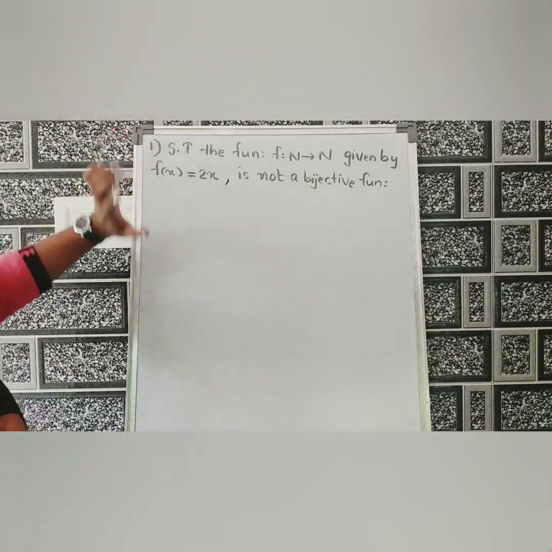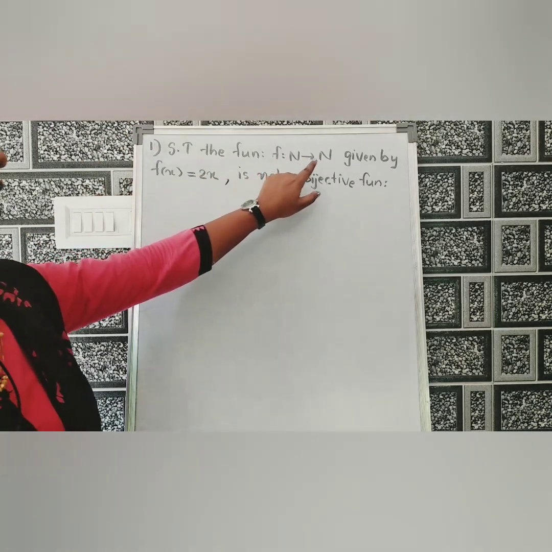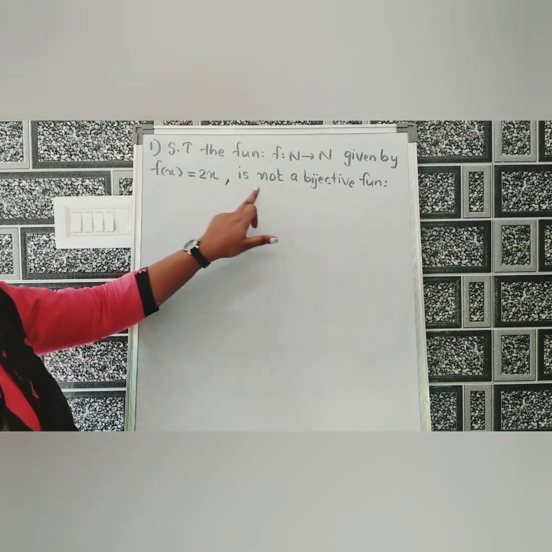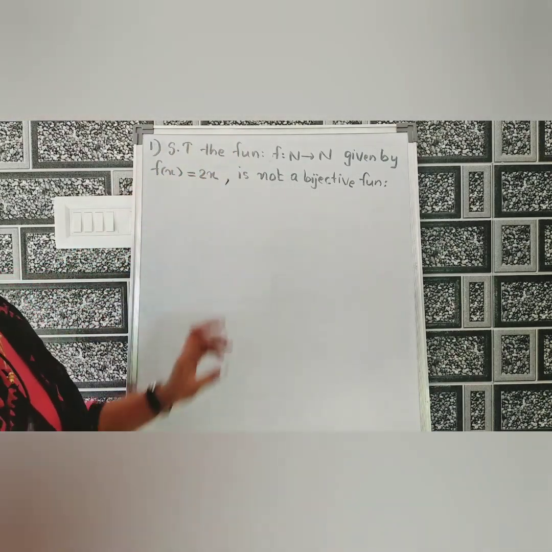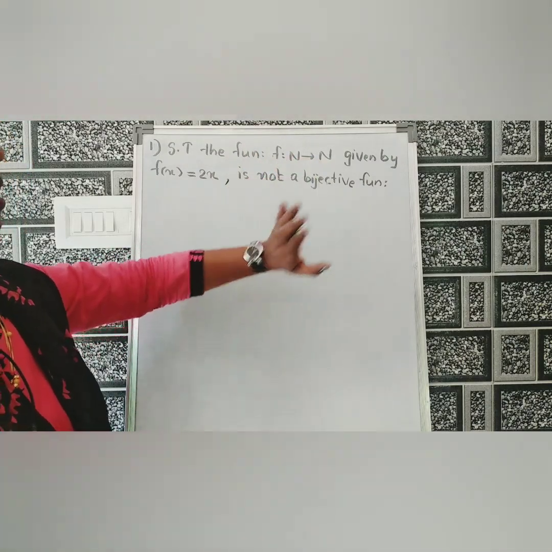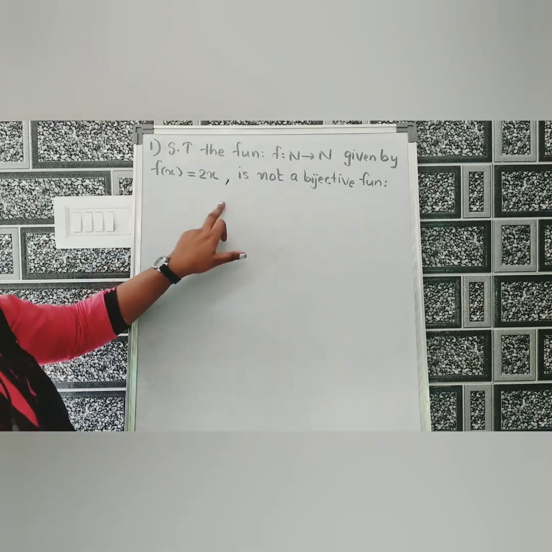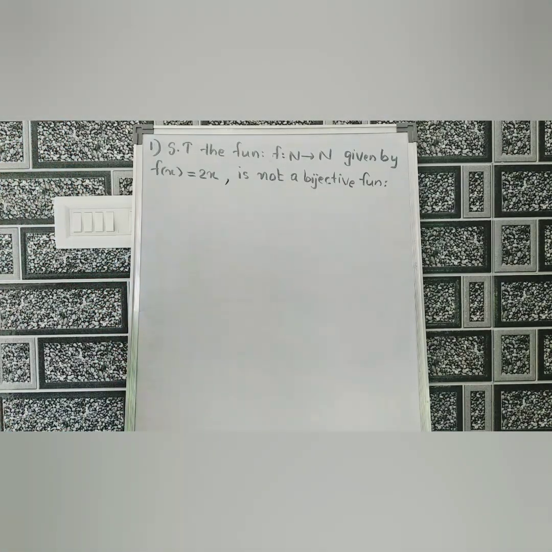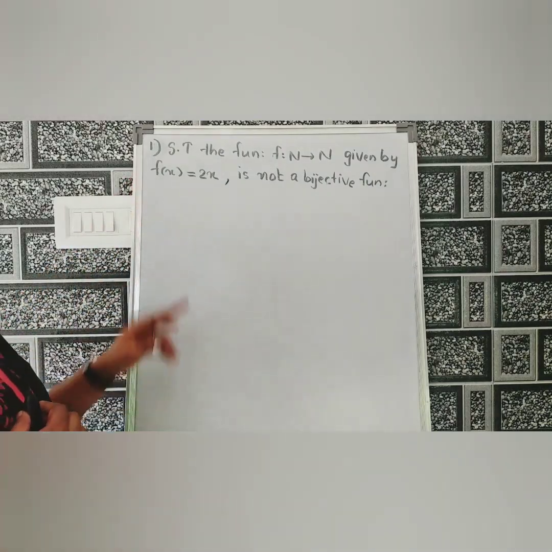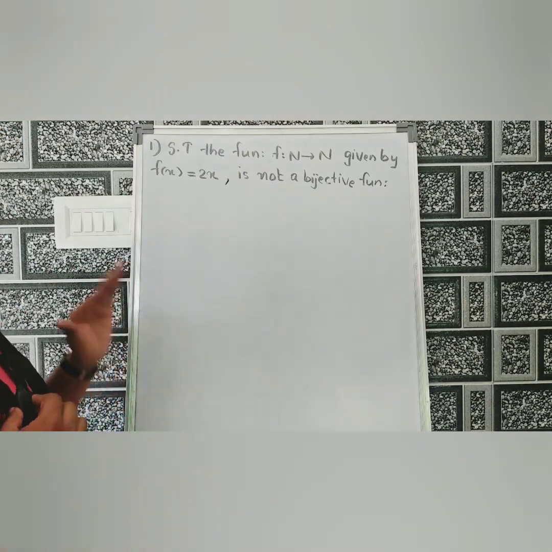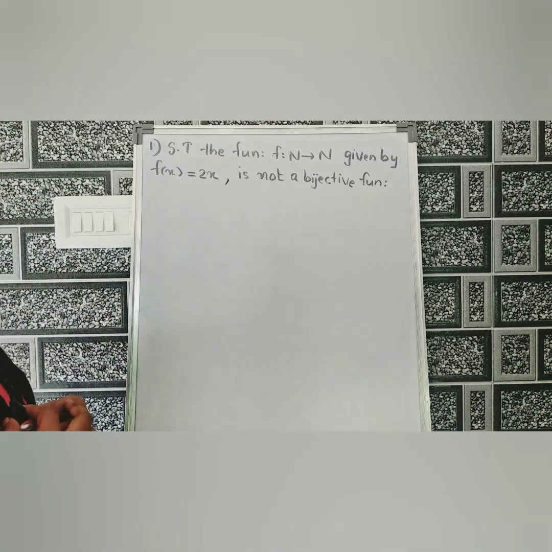Problem: show that the function f from N to N given by f(x) = 2x is not a bijective function. Here we want to show that the function f(x) = 2x, from the set of natural numbers to natural numbers, is not a bijective function.